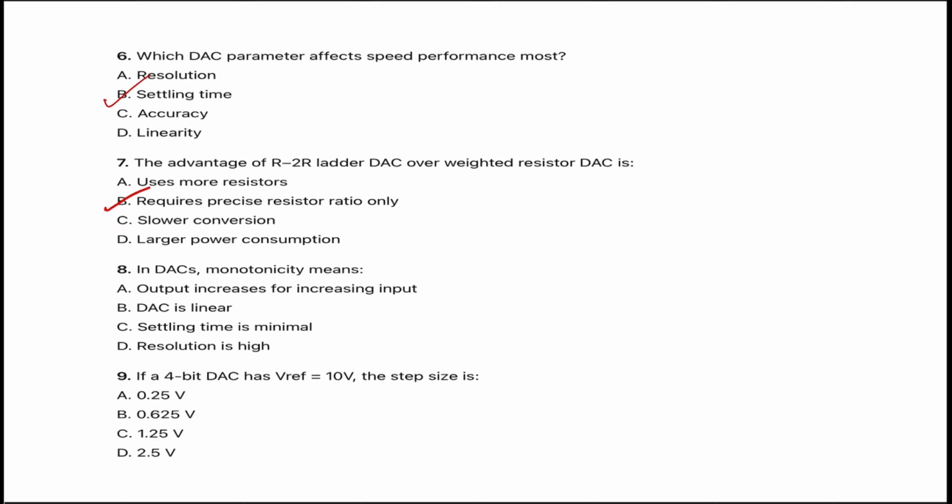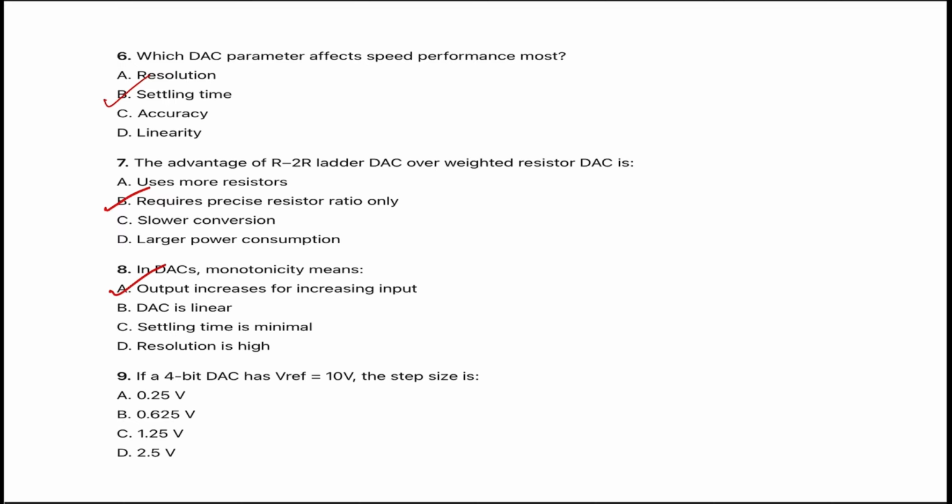Next question. In DACs, monotonicity means: option A, output increases for increasing input; option B, DAC is linear; option C, settling time is minimal; option D, resolution is high. The answer is monotonicity means the output will increase for increase in the value of input. The answer is option A.